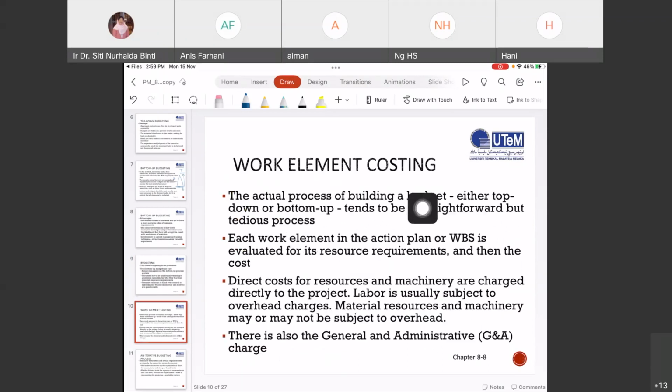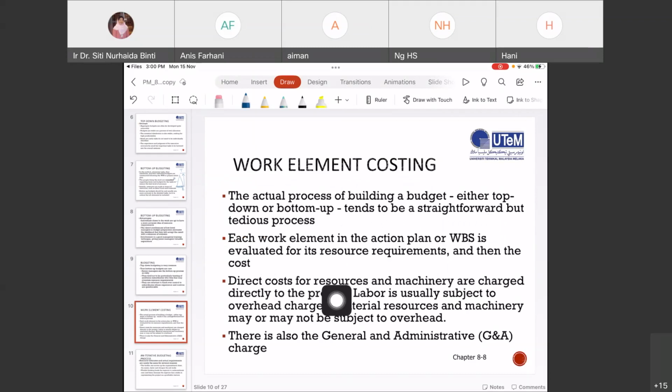So, work element costing. There's a third type of costing that we would like to add other than top down and bottom up: work element costing. In work element costing philosophy, the actual process of building a budget, either top down or bottom up, tends to be a straightforward but tedious process. Hence, each work element in the action plan or WBS is evaluated for its resource requirements and then the cost.